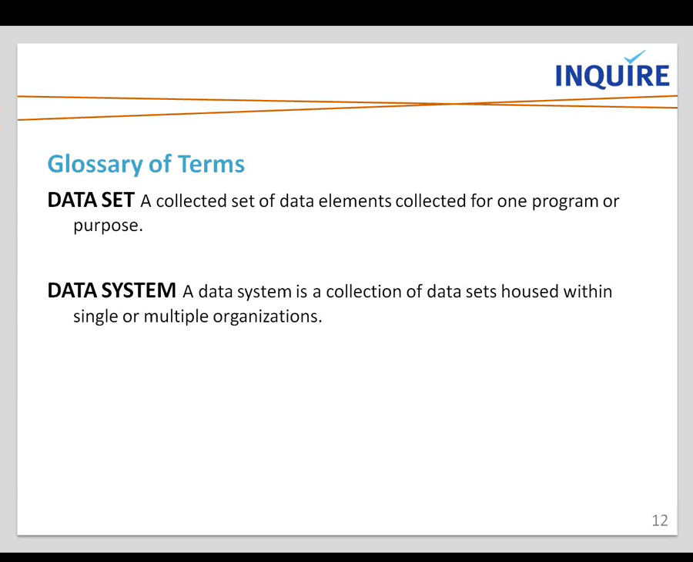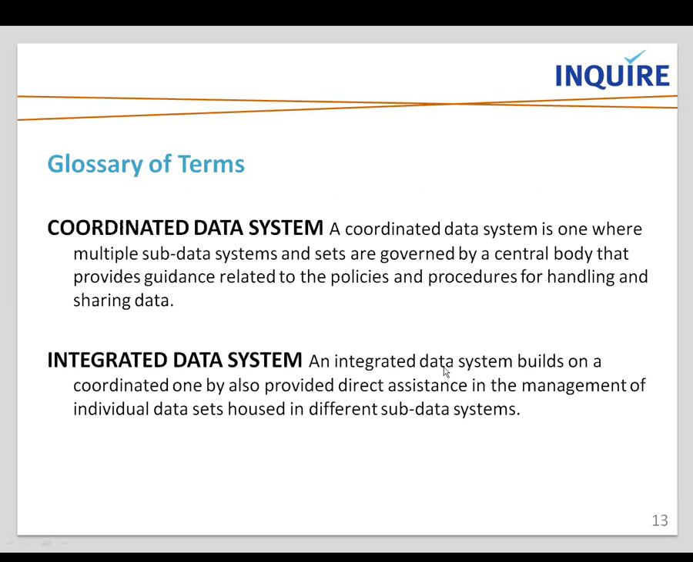So on the next slide, we have a couple more terms, and those terms are coordinated data system and integrated data system. Now these are very similar terms. In both of these types of data systems, there are a number of data sets and data systems that are interrelated to promote data sharing. They're governed by the same set of rules. So in each of these cases, there is a data governance structure. It would, for our example for this webinar, include QRIS data systems or data sets.